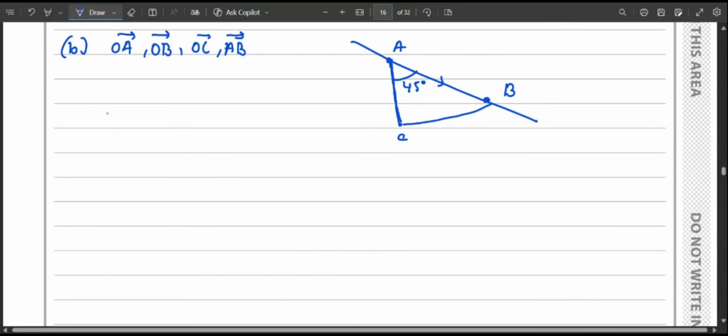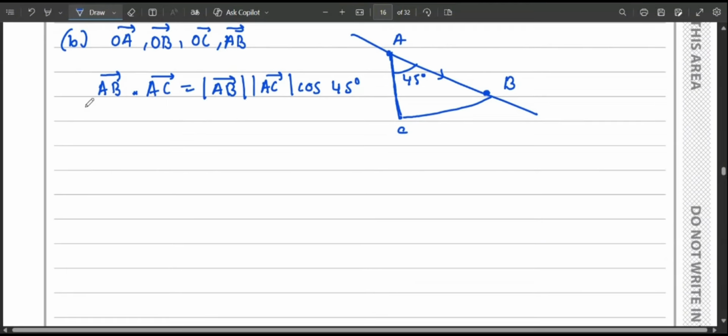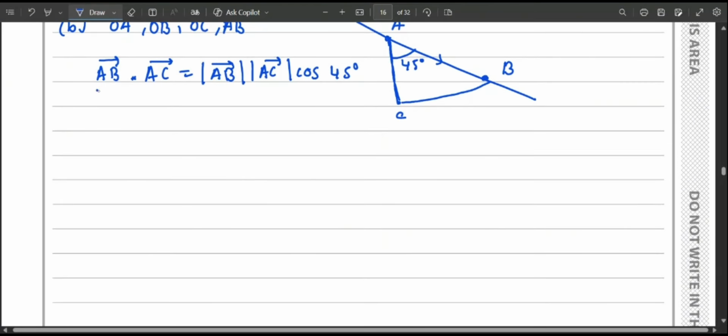From this we can see that we can use the dot product. We can use the dot product of AC and AB together with the angle 45 to find the value for alpha. So we can write AB dot product of AC will be equal to the magnitude of AB into the magnitude of AC into cos of 45. Now we have to calculate each of these terms. In our dot product, we already know the value of AB. We have to find out the value of AC.